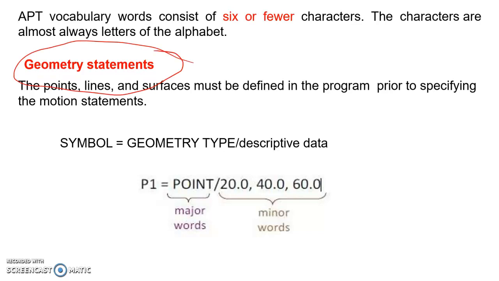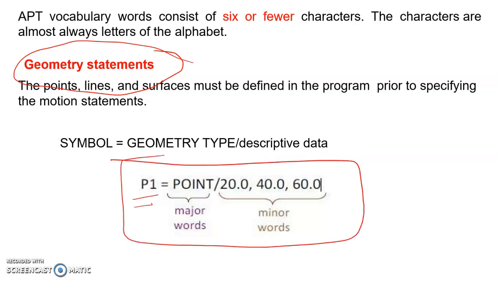So the geometry statement starts with the point. This is an example of how to write a geometry statement. First we will give the symbol and its number. So P1 is our point number 1. And for point number 1, first we will give the geometry type. So here the geometry type is point, P-O-I-N-T.